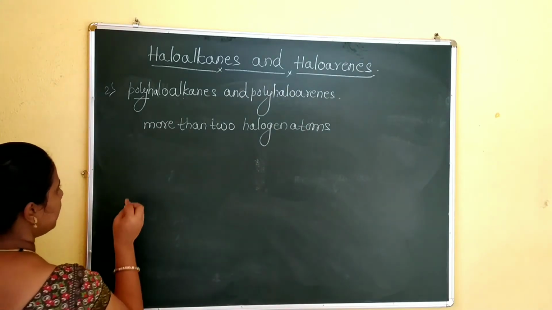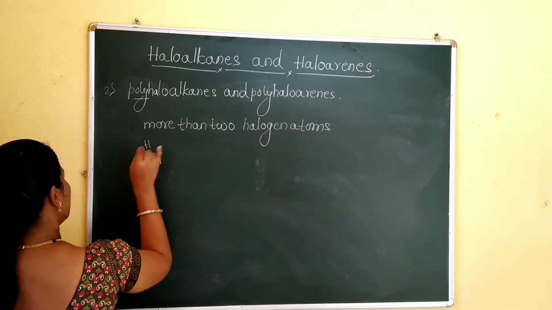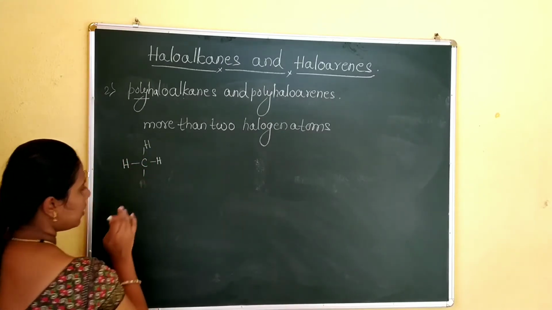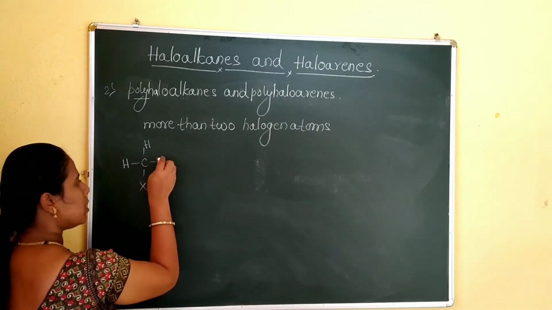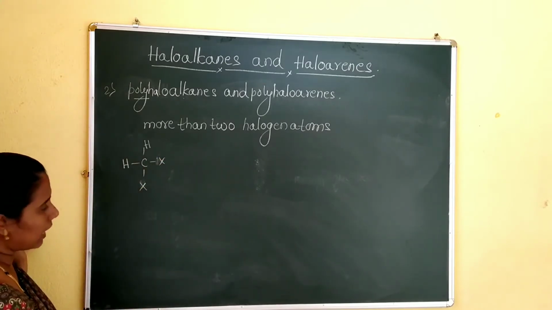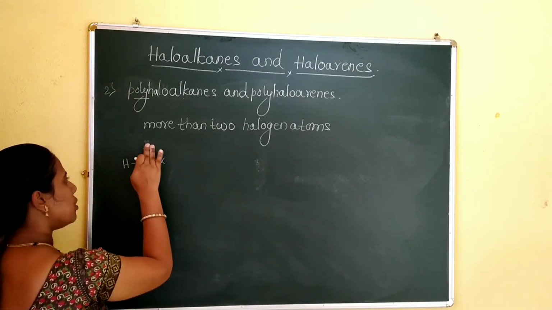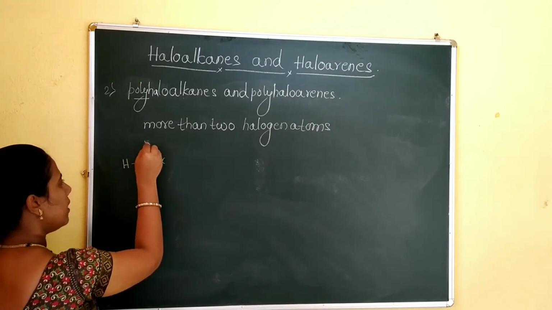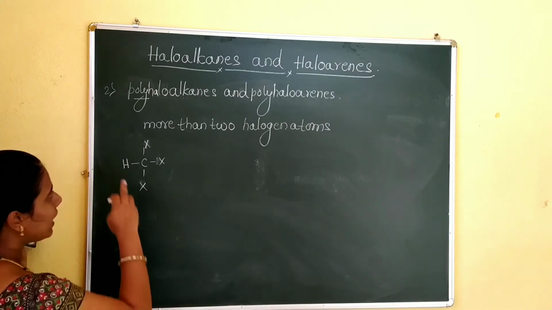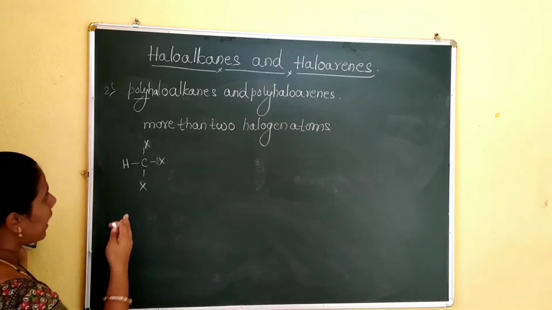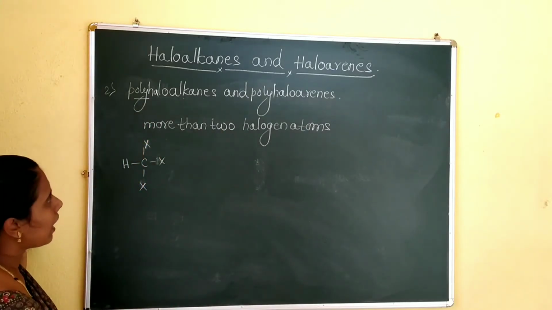See here, for example, this is methane. Methane is an alkane. If one hydrogen atom is replaced by a halogen atom, then it becomes a monohaloalkane. If one more hydrogen atom is replaced by a halogen atom, then it becomes a dihaloalkane. If one more hydrogen atom is replaced by a halogen atom, then it becomes a polyhaloalkane or trihaloalkane. In the sense it contains more than 2 halogen atoms, then it becomes a polyhaloalkane.